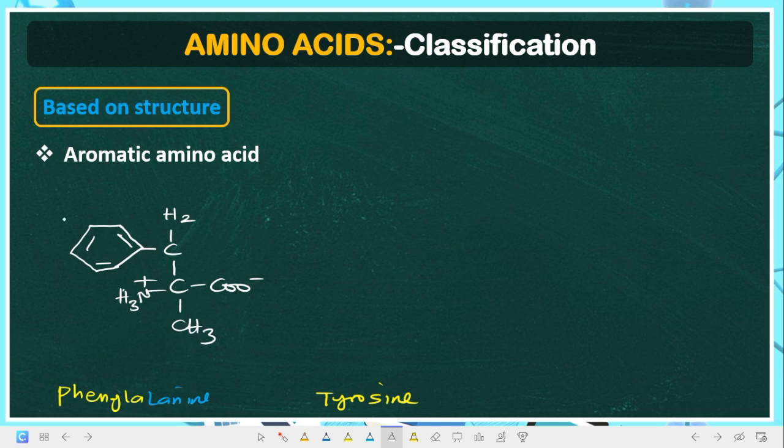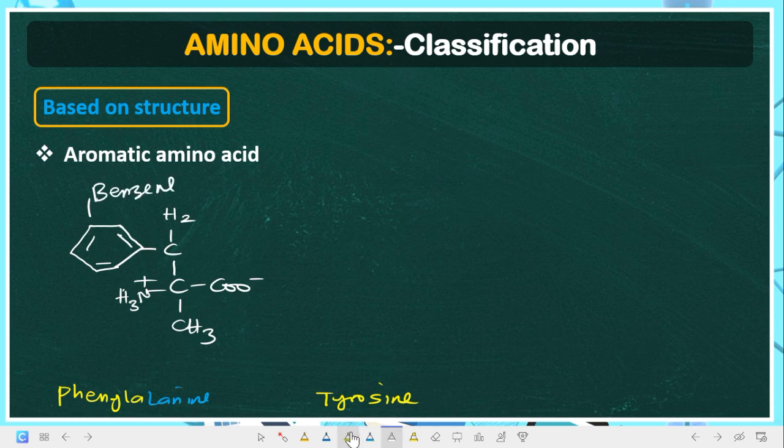Now this is the phenyl ring. And then if you look at this structure very well, this other structure is alanine. So when a phenyl ring is attached to the structure of alanine, it gives us phenylalanine. It's an aromatic amino acid because of the presence of the benzene ring. Are we getting it now? So that is for phenylalanine.